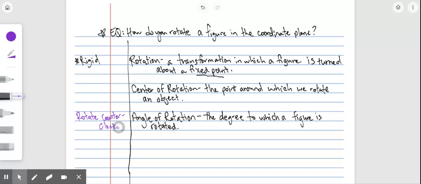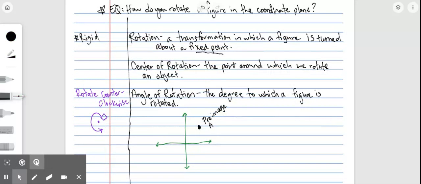Okay, and for those of you who are maybe having some trouble with counterclockwise, if this is the center of rotation, you're rotating to the left and around. Okay, counterclockwise. So here's my original image, a little square. That's how you're rotating it around that image. Okay, so I've drawn a little pseudo diagram in the coordinate plane.